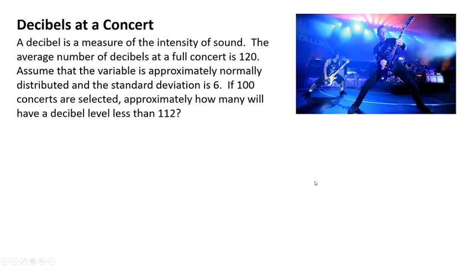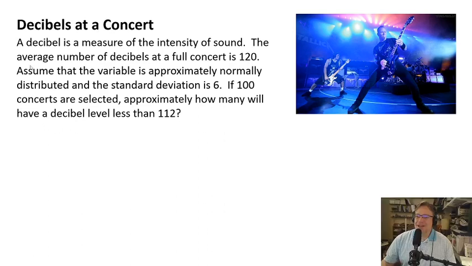Okay, here's another example here. I'm actually showing Metallica up here, I'm kind of dating myself a bit here. This is James Hetfield, the lead guitarist for Metallica, but this is about decibels at a concert. A decibel is a measure of the intensity of sound. The average number of decibels at a full concert is 120. By the way, that's about the threshold where it starts to result in hearing damage, just so you know. Assume that the variable is approximately normally distributed and the standard deviation is 6. All right, so if 100 concerts are selected, approximately how many will have a decibel level less than 112?